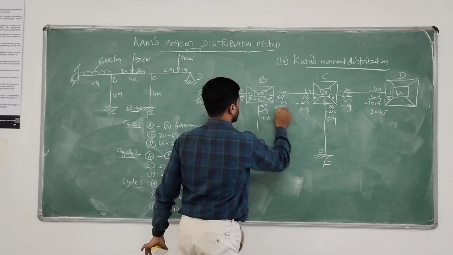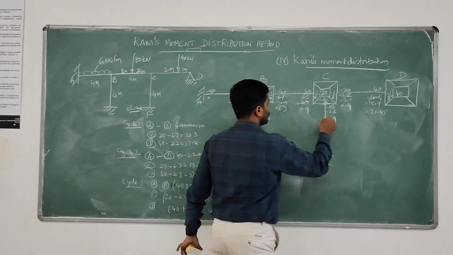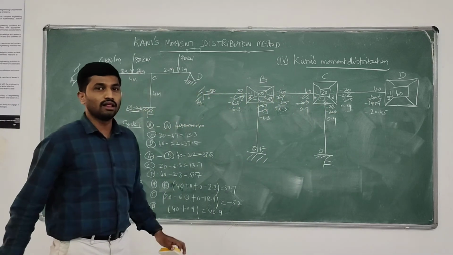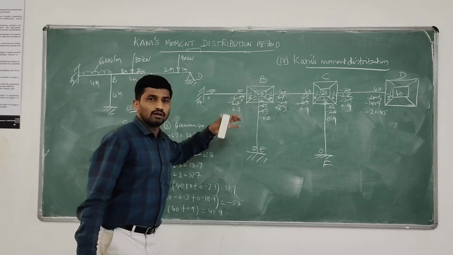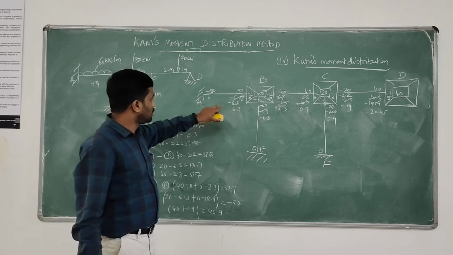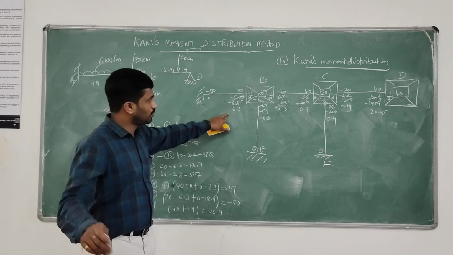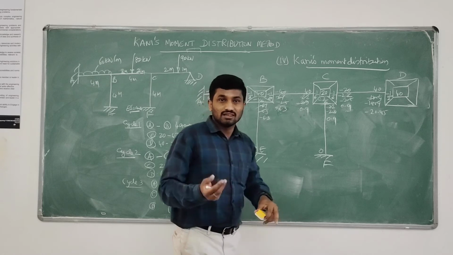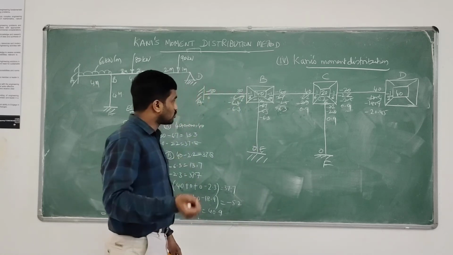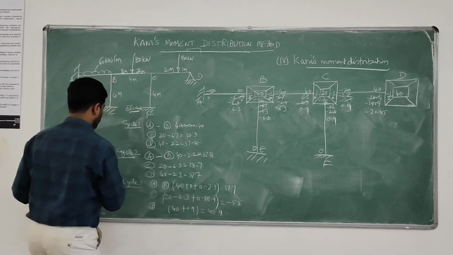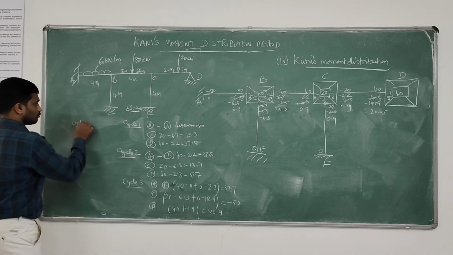Once we arrive at the third cycle of contributions, we have to ignore the previous cycle contribution. Please ignore all the contribution from the previous cycle and compare the values of both cycles. Here 6.3, 6.3 same. But if you come to this joint C, this is 2.3, 0.9. The margin is a little high, so we have to carry one more cycle.